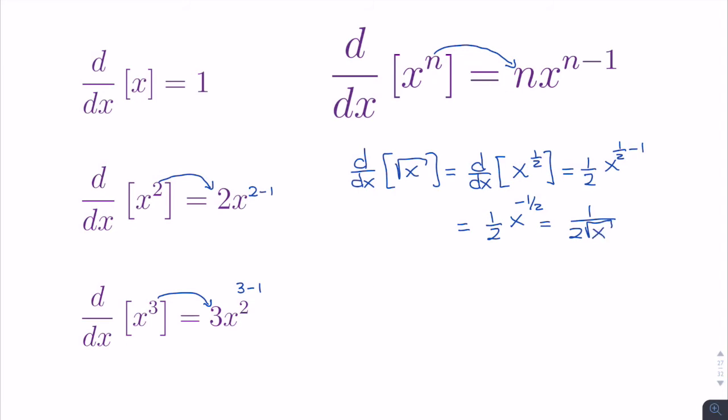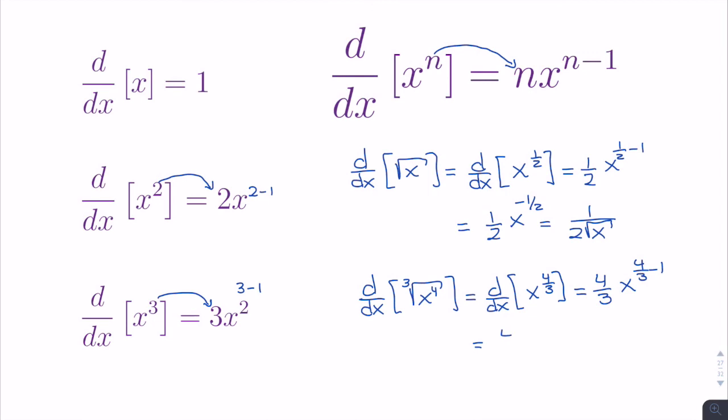One more. Try to do this one before I do it. The derivative of the cube root of x to the 4th. So write it as a rational exponent. That's x to the 4/3. And the rule says, bring the exponent to the front and subtract the power by 1. So we get 4/3 x to the 4/3 minus 1, which is x to the 1/3. So this is 4/3 cube root of x.